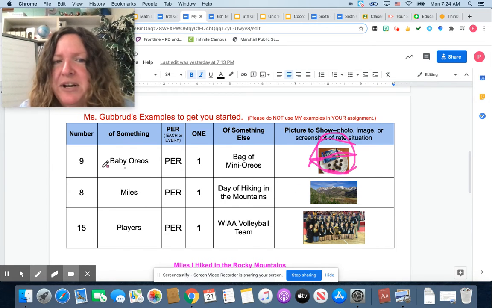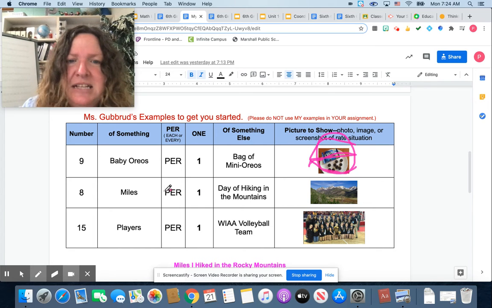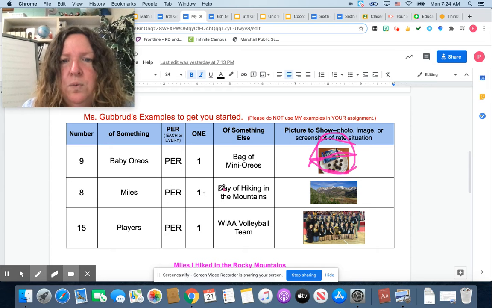So I wanted to know how far I could hike. 8 miles per day. 8 miles in a day, 8 miles each day. So 8 miles per one day of hiking.